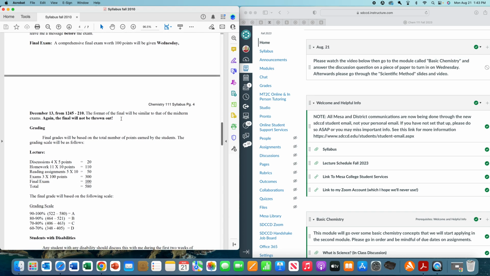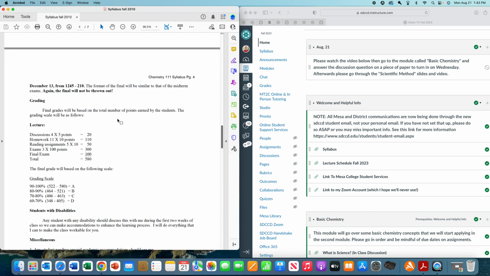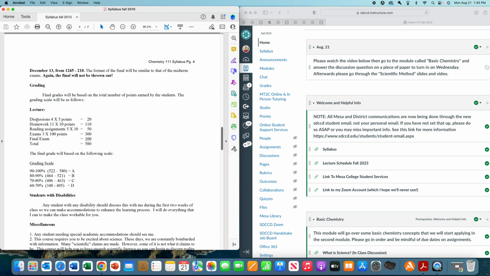Okay. Final. Remember, everybody takes the final. And here's the grading scheme. So there's 5 discussions. I count the best 4. There's 12 homeworks, I count the best 11.